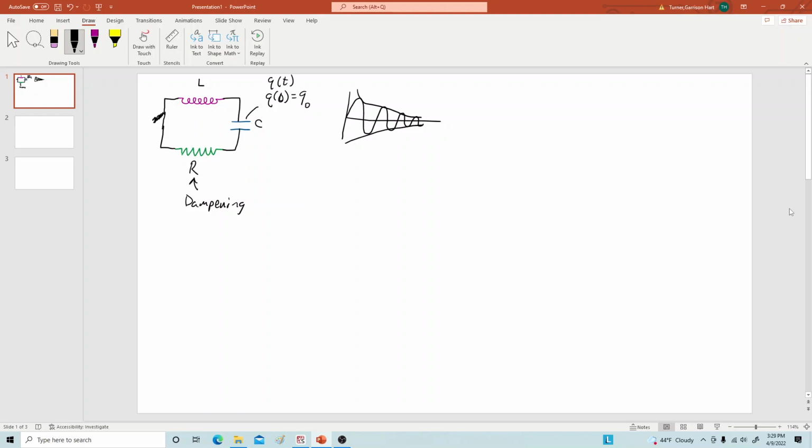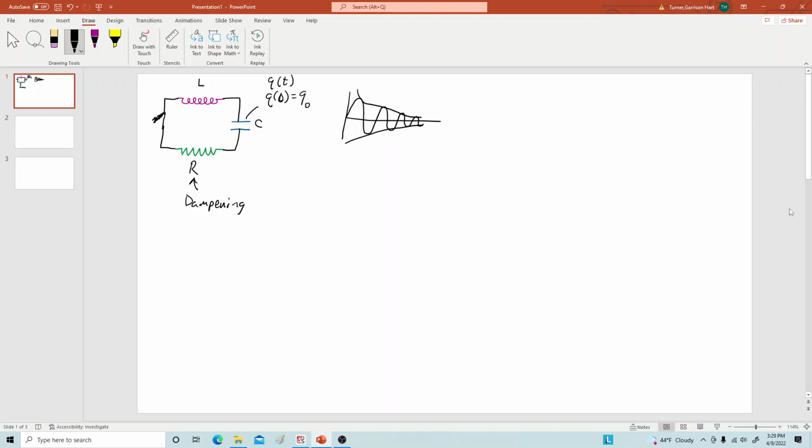But if R is at a specific value that we call the critical value, then the oscillations won't keep oscillating, right? You won't get multiple oscillations, I should say. And then if the resistor is larger than that critical value, then the current will just simply die off. In other words, if the resistance is too high. So you'll have all these different options. But how do we figure out what's happening mathematically?